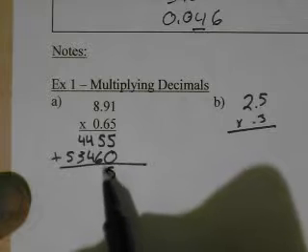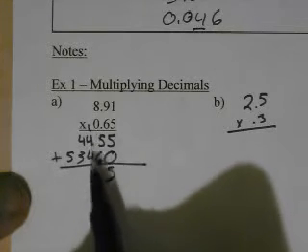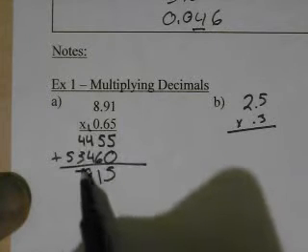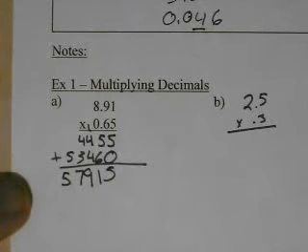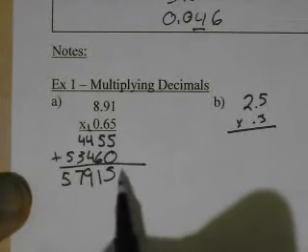So you start adding up. 0 and 5 gives you 5. 5 and 6 is 11. Carry your 1. 8 plus 1 is 9. 7 and 5. Alright, so this is what we got when we multiplied.